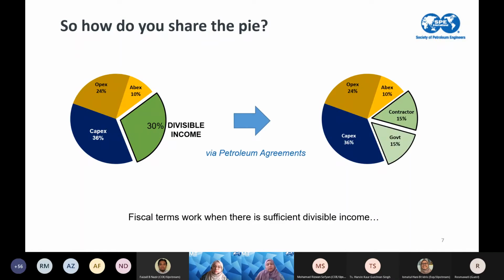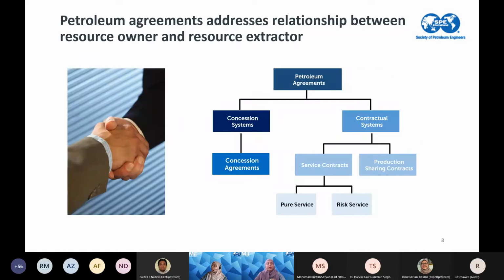Okay, so going back to petroleum agreements. What types of petroleum agreements are there that we have known? Petroleum agreements typically are split up into two types. One is the concession type, and the other is the contractual type. Concession systems are typically covered by concession agreements. These are typical of, say, places like the US.